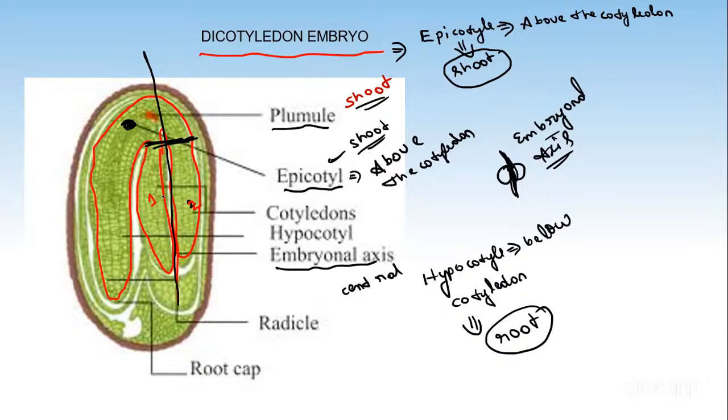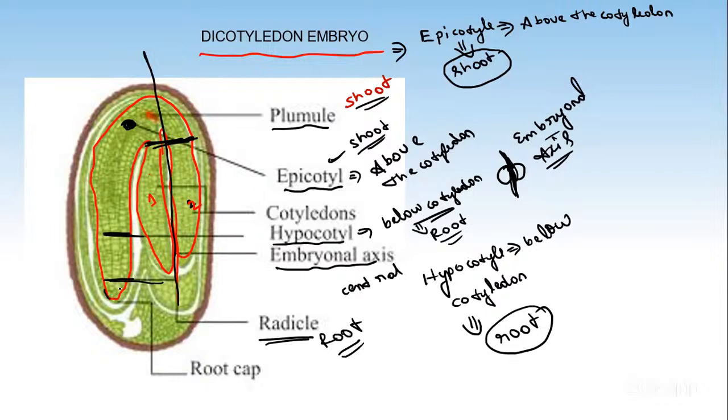Then coming to the hypocotyl, here you can see this is below the cotyledon. That's why it is called hypocotyl, and this is going to form the root structure. Then coming to the radicle, it is going to be from the root. And here it is covered by the root cap, for gravitation purposes. Root cap. This is the structure of the dicotyledon embryo.